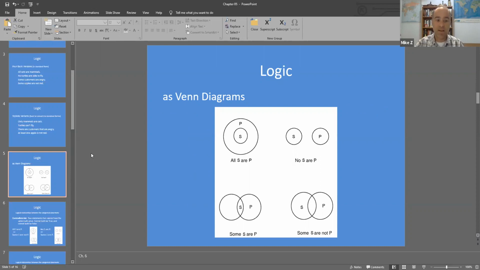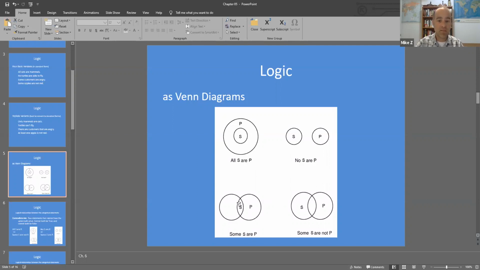A Venn diagram to represent the categorical statements. Here we have "all S's are P," so the circle representing the S's is completely contained within the circle representing the P's, and all the S's are within the P circle. The opposite, "no S's are P," so the S circle is completely separate from the P circle.